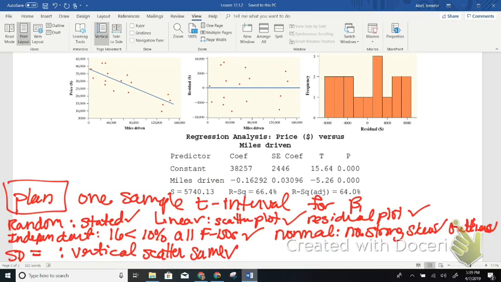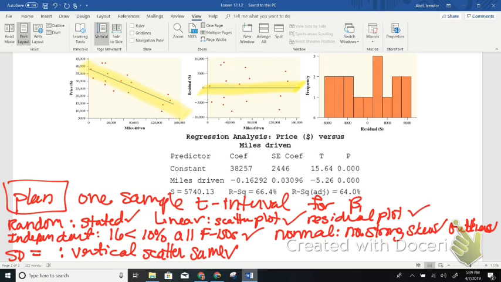For the plan part of our four-step process, we should name the test. We're going to do a one sample t interval for beta sub 1, and we should check our conditions. Remember the acronym LINER. So first we want to, for L, show that our scatter plot shows a linear pattern, which it does, and we want to see that there's no pattern in the residual scatter plot, which is true. So we meet that condition.